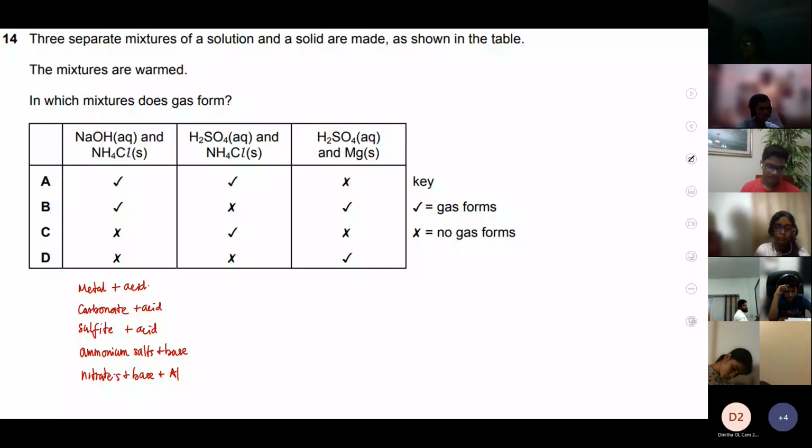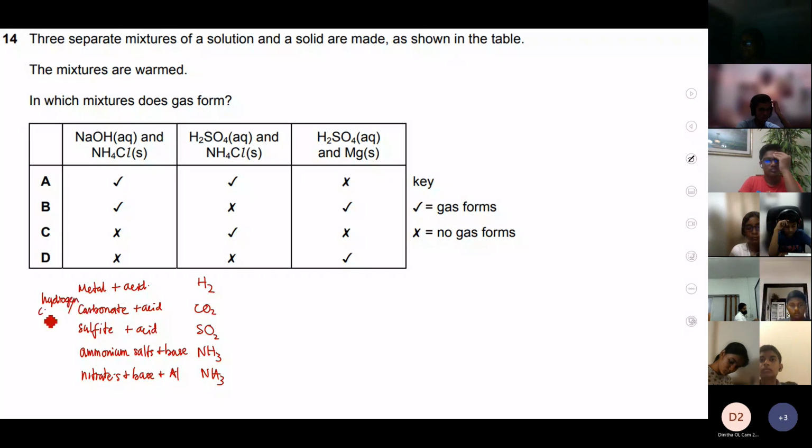What are the gases? Hydrogen from metal and acid, carbon dioxide from carbonates, sulfur dioxide from sulfites, ammonia from ammonium salts, ammonia from nitrate. Carbon dioxide can be produced even from hydrogen carbonates.